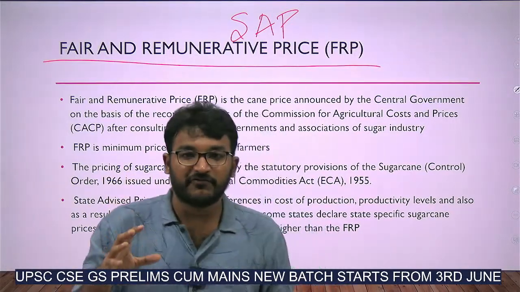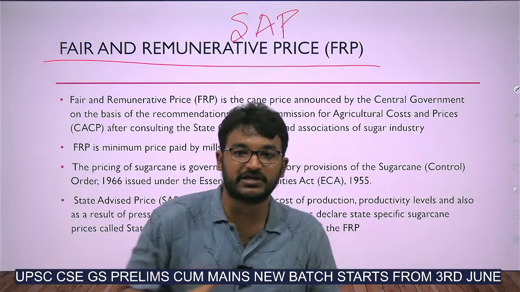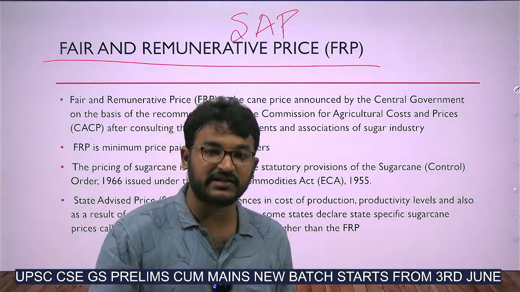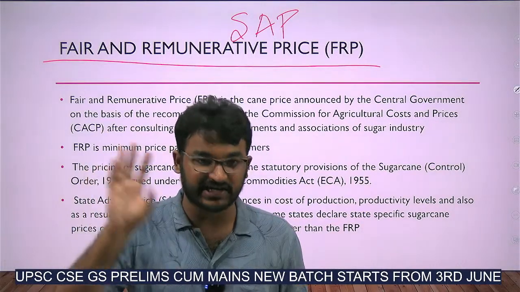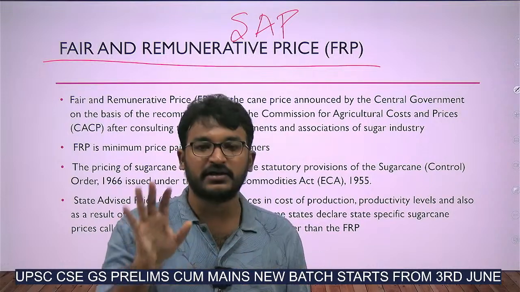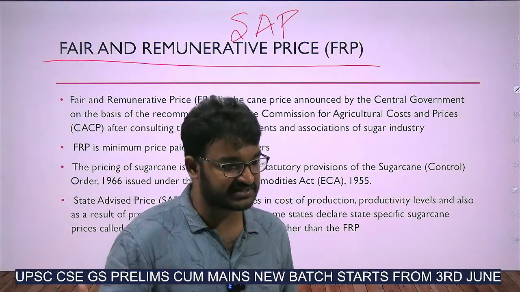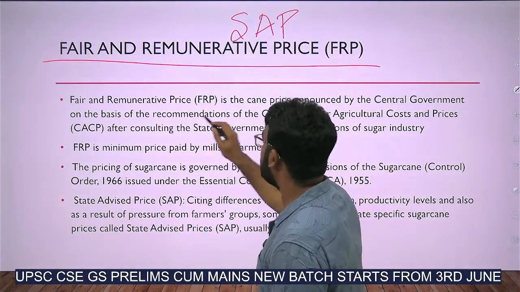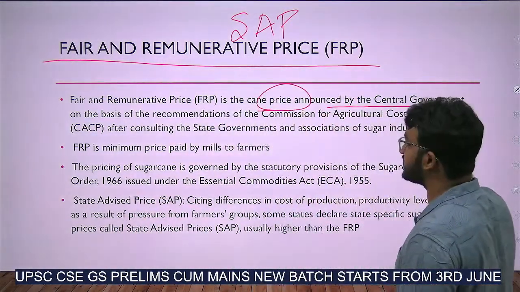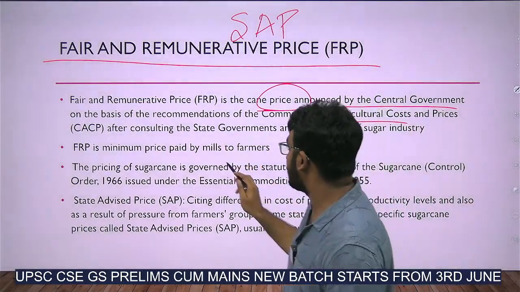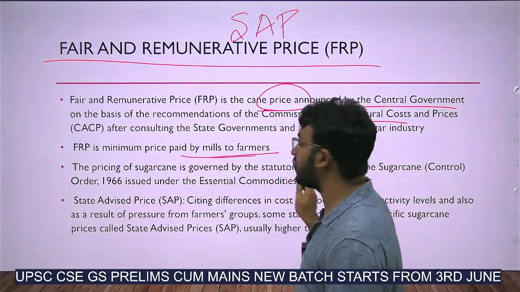What happens when these sugarcane farmers give their sugarcane to millers? They will be given an extra amount over the FRP value. That extra amount is the state advised price. Okay, this is not at all central government oriented. This is based on the specific state government's instincts. Okay. FRP is the cane price announced by the central government on the basis of recommendations of CACP. This is the minimum price paid by mills to the farmers.